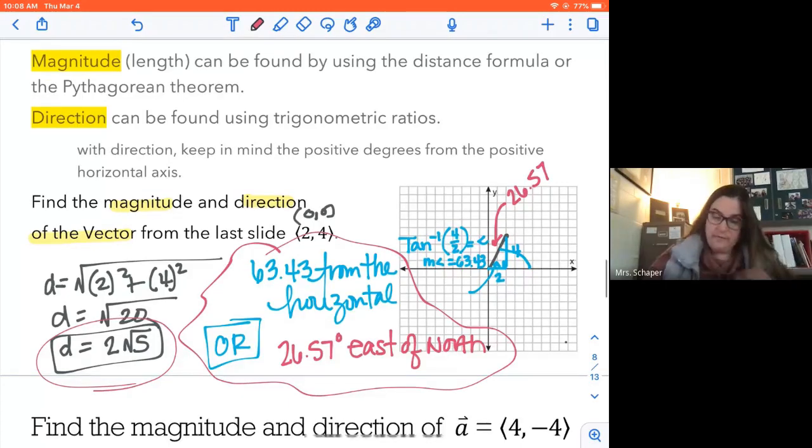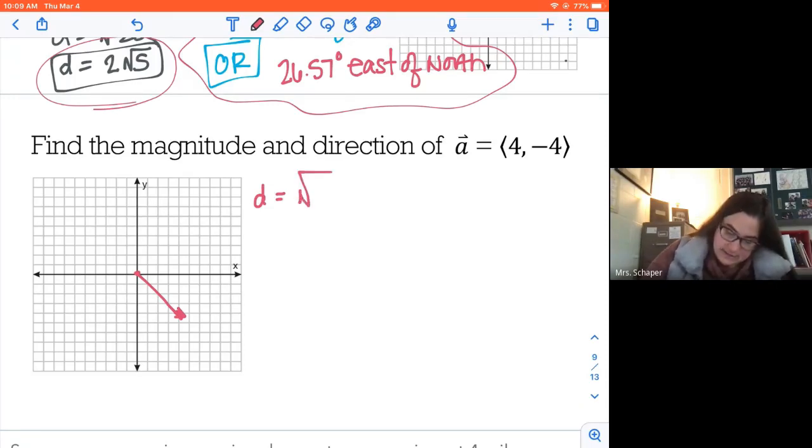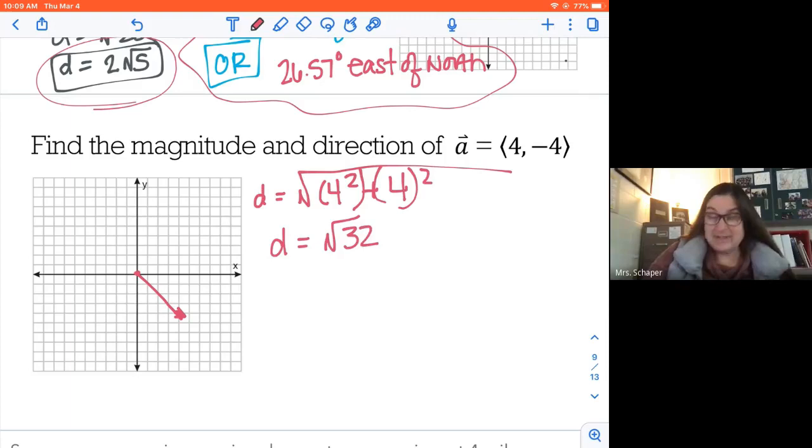Okay. If we want to find the magnitude and direction of one that is 4, -4, that means we start here. We go 1, 2, 3, 4, 1, 2, 3. I put my dot. This is what I'm talking about. All right. So my magnitude is my distance. The distance, if it's going from 0, 0 to 4, -4, is 4 squared plus 4 squared. And then the distance is equal to the square root of 32, because 16 plus 16 is 32. So then D is equal to 4 square roots of 2.